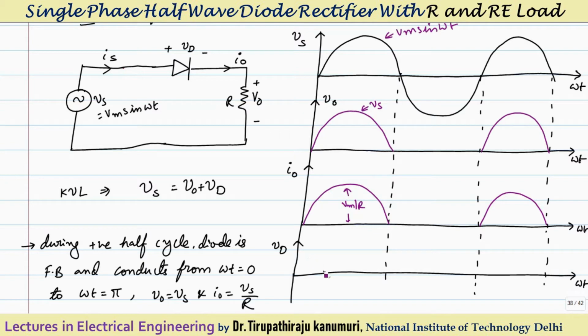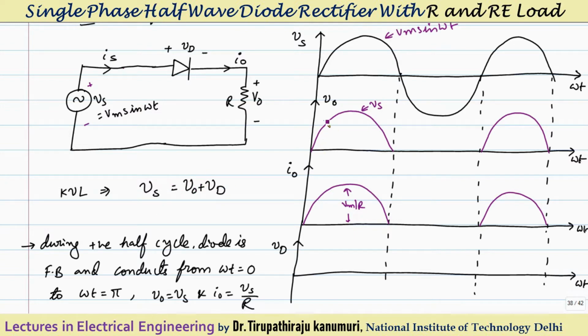Now coming to the voltage across the diode. In order to know this, I can apply KVL in this loop. I will start from here. This is Vs, so let us take plus and minus here. This is the reference. I am going from plus to minus, so Vs minus Vd minus V0 is equal to 0. Otherwise we can tell that Vs is equal to V0 plus Vd.